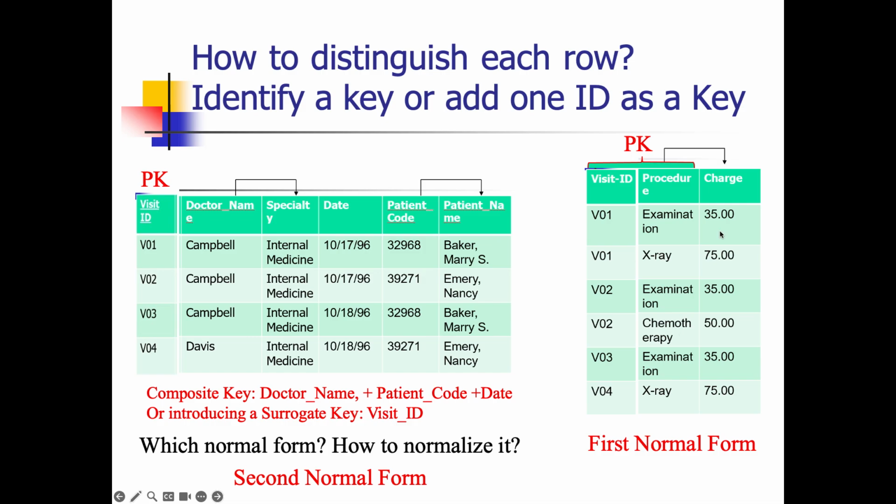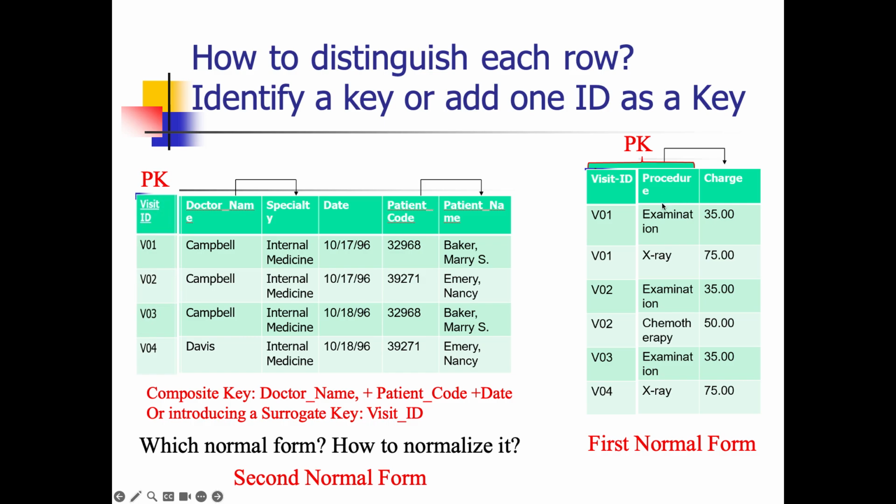And how about this one? In this table so far, we just separated the procedure. So we have procedure and the charge. Which normal form is this table? Apparently this is first normal form, right? Because all values are atomic. We don't have any multiple values stored in a single cell. Is it 2NF?